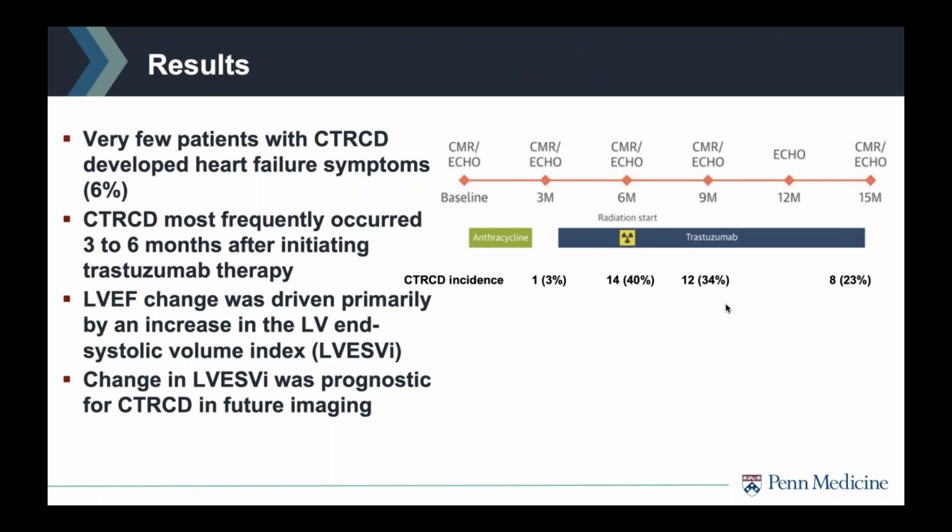Very few patients with CTR-CD developed heart failure symptoms, and CTR-CD most frequently occurred 3 to 6 months after initiation of trastuzumab therapy. At 3 months after trastuzumab, it was 40%, and at 6 months after trastuzumab, it was 34%. LVEF change was predominantly driven by an increase in the end systolic volume index, and the change in LV end systolic volume index was prognostic for CTR-CD on future imaging.